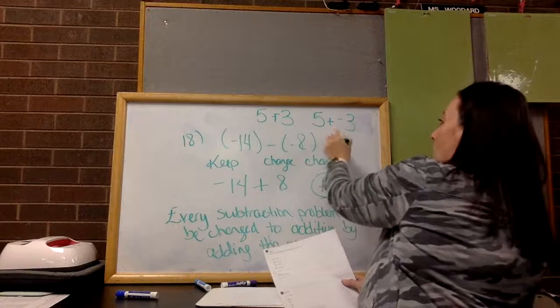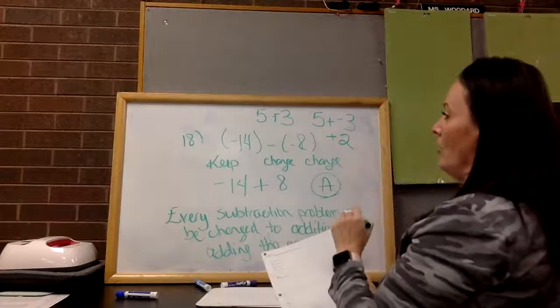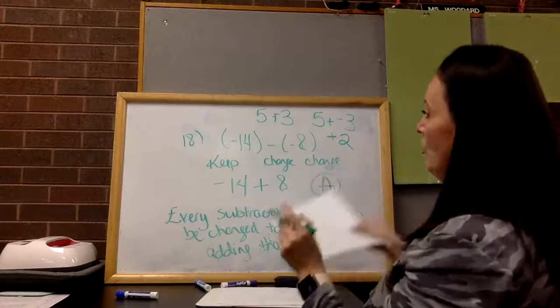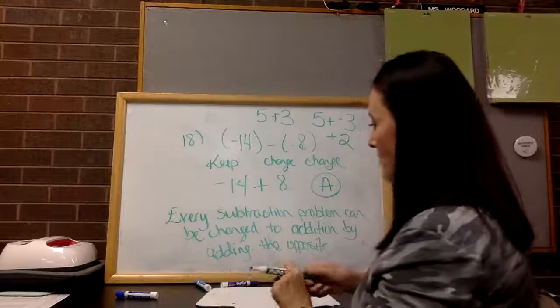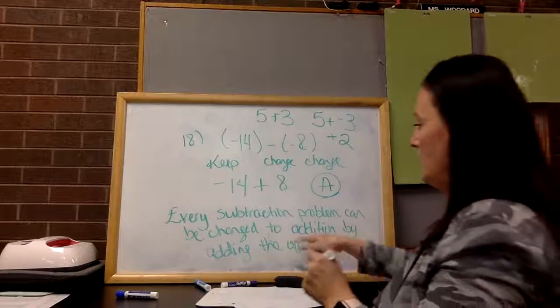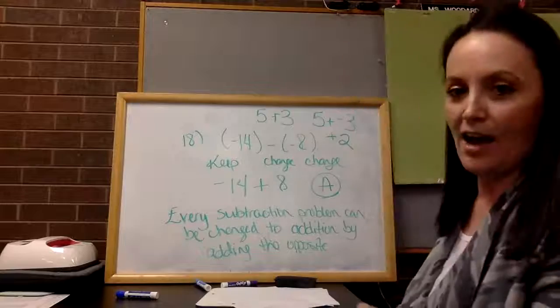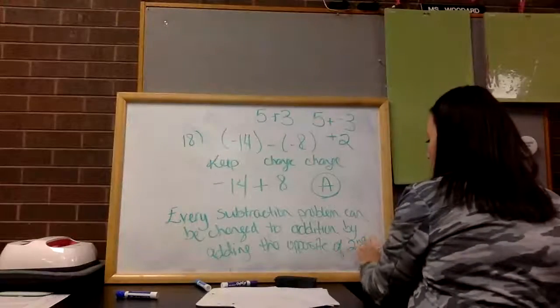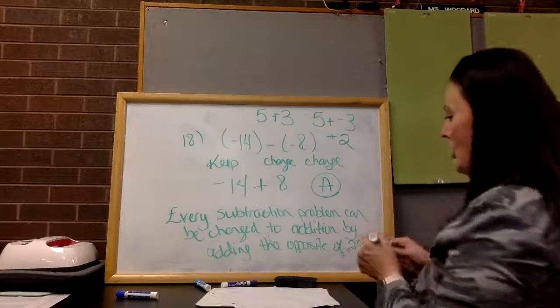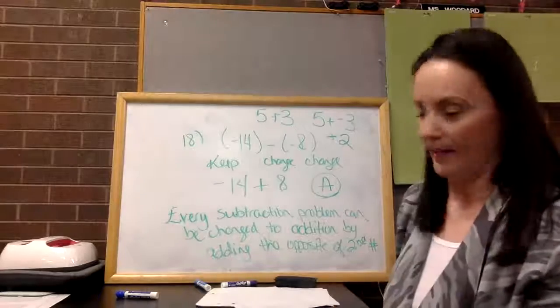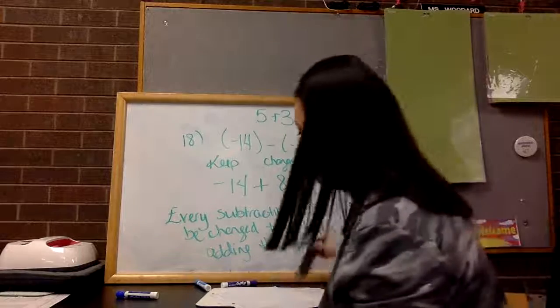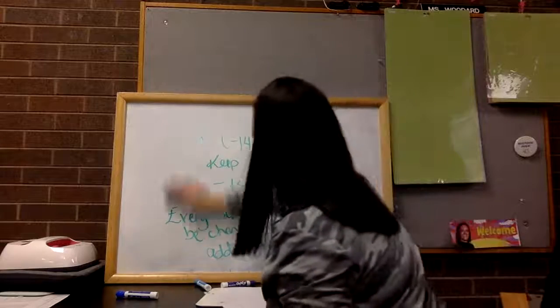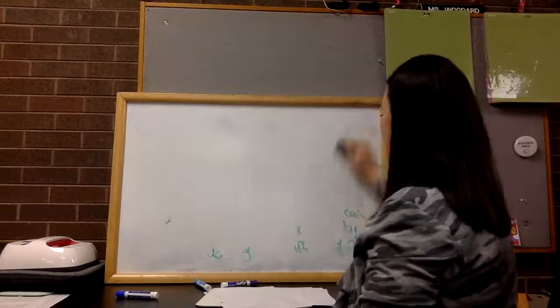What do you have more of? I have more positives. How many more do you have? 2. 5 minus 3 is 2. So that's your answer for part B, is that every subtraction problem can be changed to addition by adding the opposite of the second number. It's always changing and adding the opposite of that second number. So it's number 18.